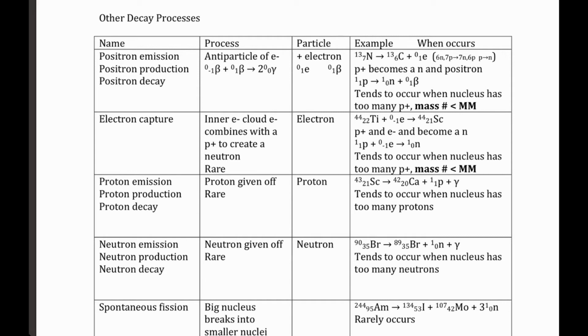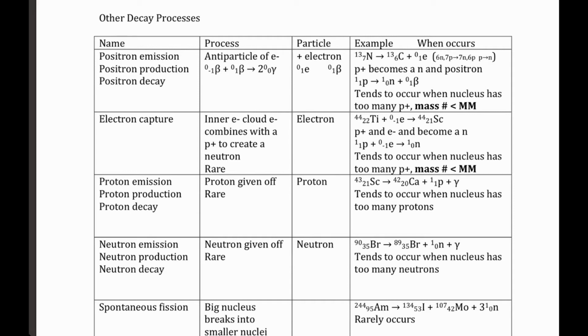This process tends to occur when the nucleus has too many protons. So it's a way to cut down the number of protons. And what we would do is we would be given an isotope like N-13. We would compare this 13 to the molar mass for nitrogen we see on the periodic table, which is around 14, and we would find the mass number is less than the molar mass, and so we would predict that the N-13 would probably decay by positron decay.